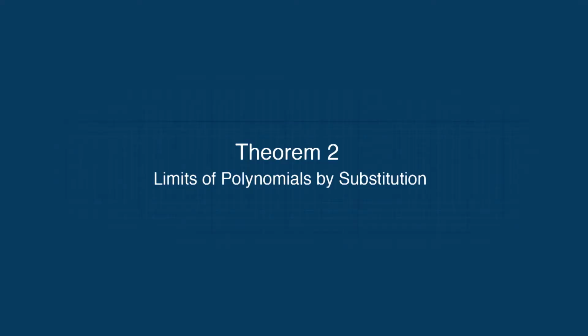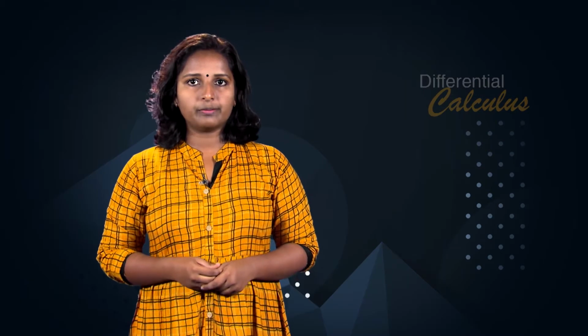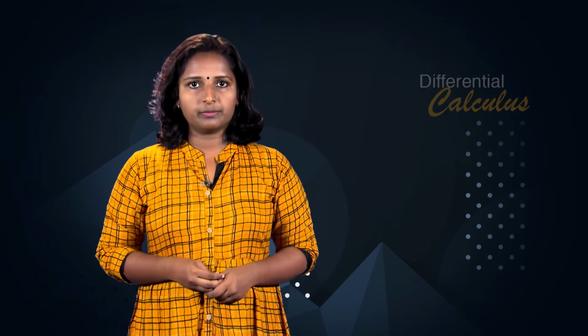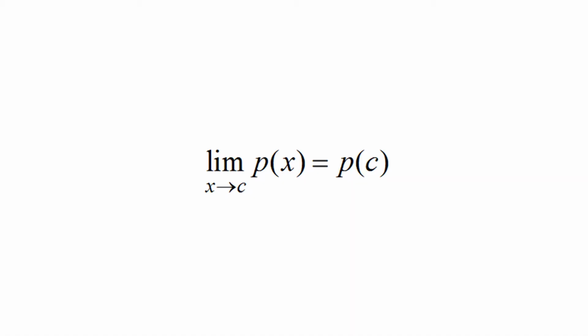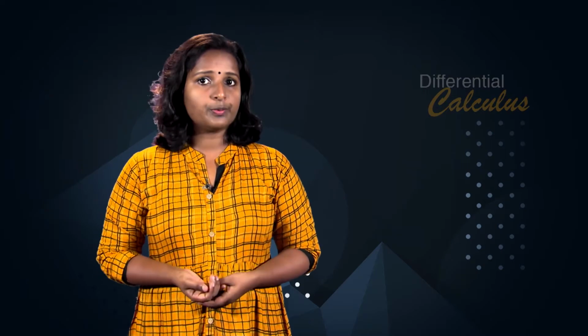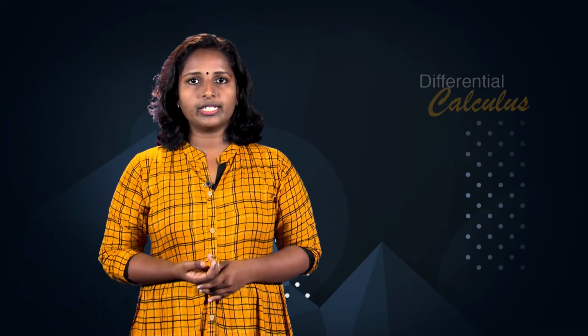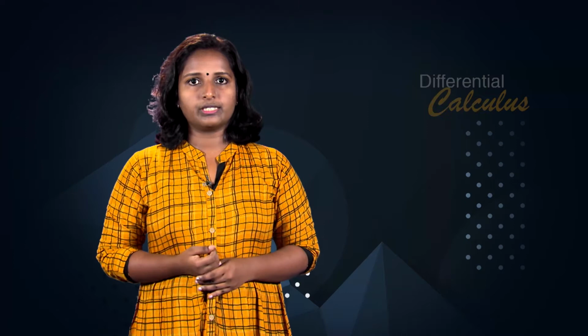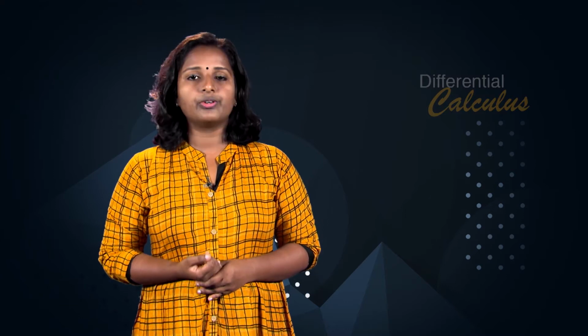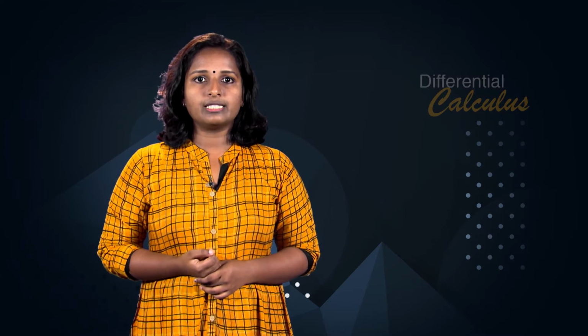Theorem 2, limits of polynomials by substitution. For any polynomial p of x and any real number c, limit of p of x as x approaches c is p of c. That is, the limit of a polynomial at a point c is obtained by evaluating the polynomial by substituting x equal to c. In particular, for a polynomial function p of x, the limit as x approaches c exists for any c and the value is p of c.